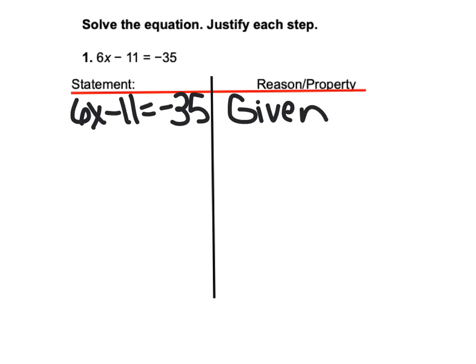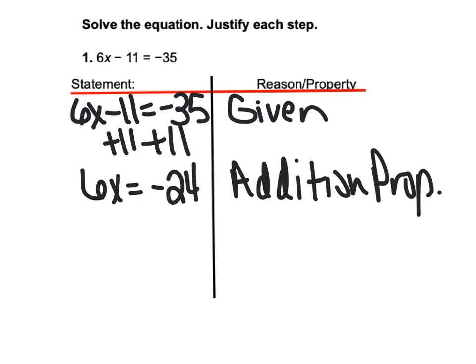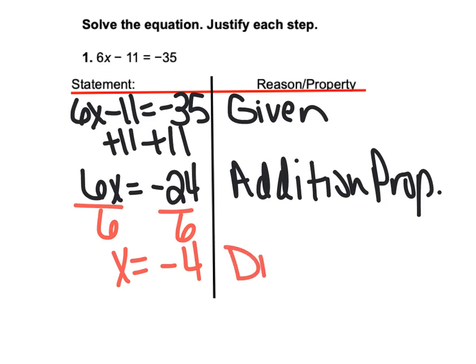The next step, solving the way that you always do. If you add 11 to both sides, you get 6x equals negative 24. And what did I do to get that? I added. So I'm going to use the addition property of equality. Next step, well, I need to get x by itself, so I'm going to divide by 6 and get x equals negative 4. What did I do to get x equals negative 4? I divided with the division property of equality.